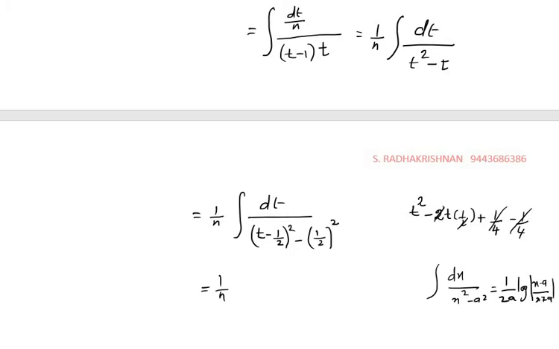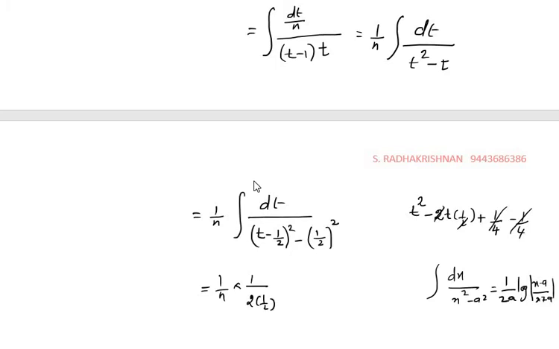Okay, now if I apply this formula, this completely I am going to take as x. It's a differentiation only we have here. Understood? Therefore, this I will be getting 1 by n already we have, divided by 1 by 2a. 2 into what is a here?